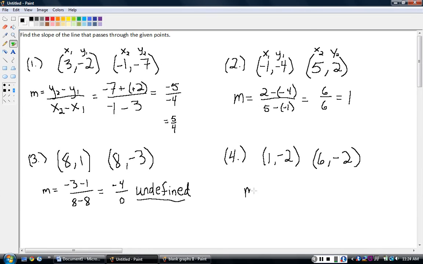Okay, number 4. Negative 2 minus negative 2 up top, that's y2 minus y1. 6 minus 1 in the bottom. Negative 2 minus itself is 0, right? Let's cancel out. So you get 0 over 5, and that's equal to 0. Right? 0 divided by 5 is 0.